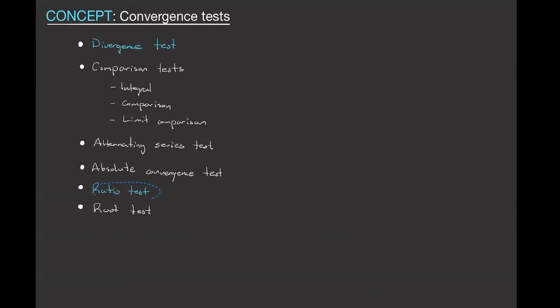Otherwise, the ratio test will be something that you use with power series quite a bit. Namely, we'll use that to find the radius of convergence. That'll be the primary purpose of the ratio test, at least later. And you wouldn't do that with just a normal series. You would do that with a power series.